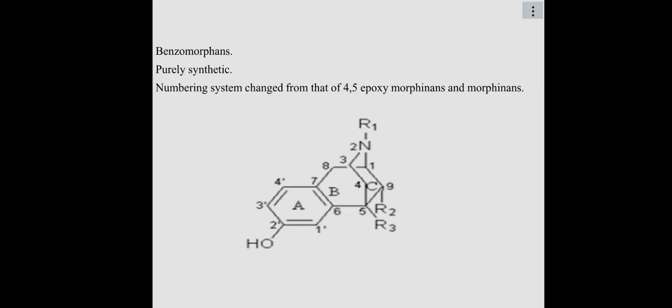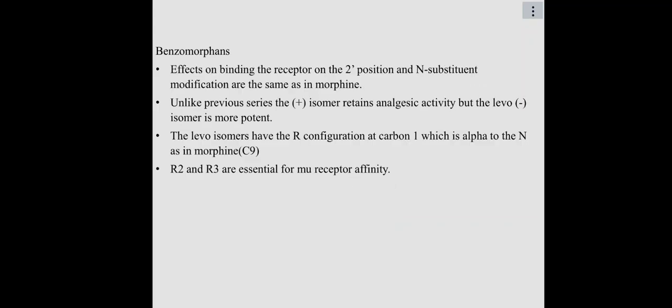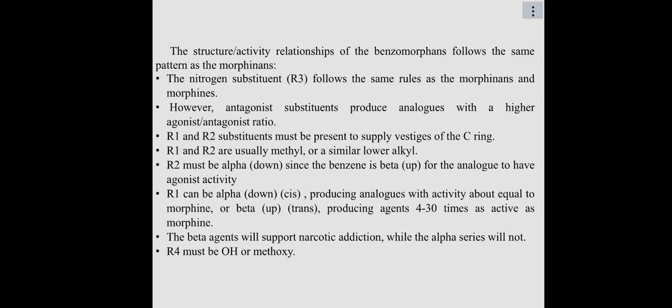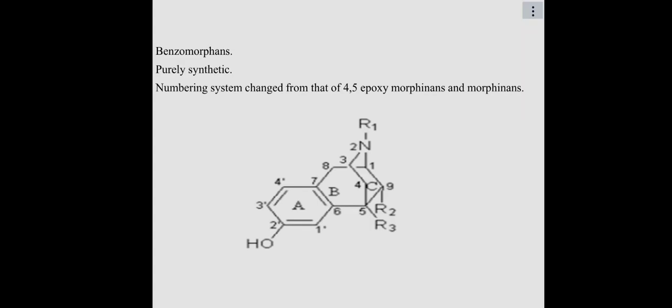Because we have removed a whole ring, the numbering of this compound will also change. As you can see, the numbering system changes from that of the 4,5-epoxymorphinans and morphinans. Now we are giving the phenyl ring prime numbering: 1', 2', 3', 4'. Remember, before we were starting from here, coming this way. So 1', 2', 3', 4'.